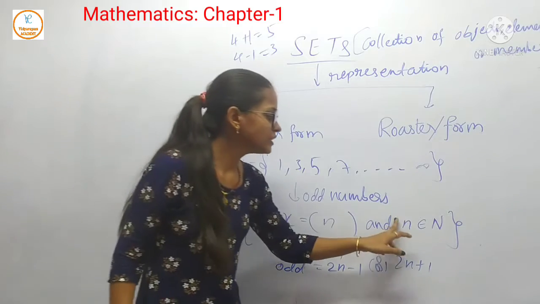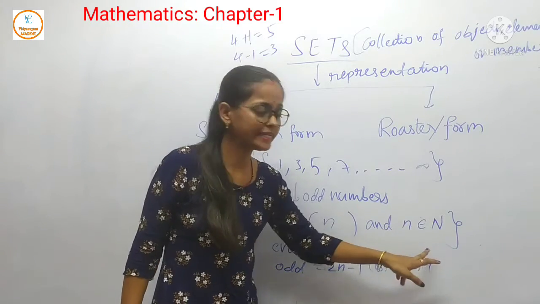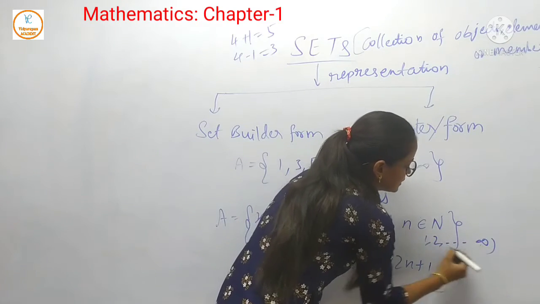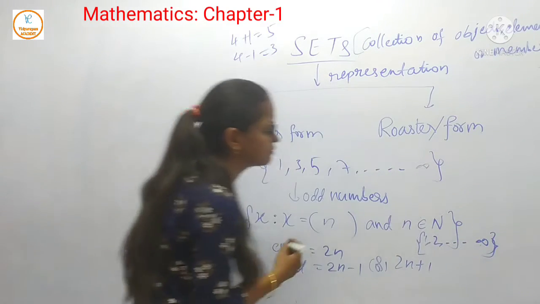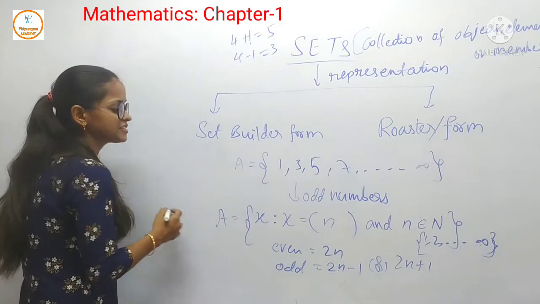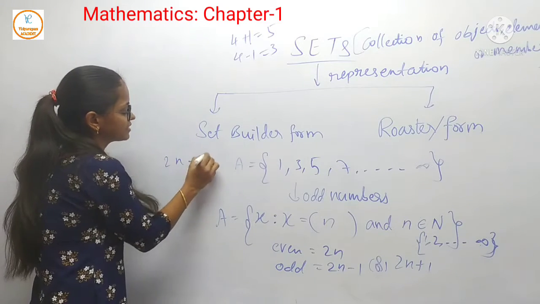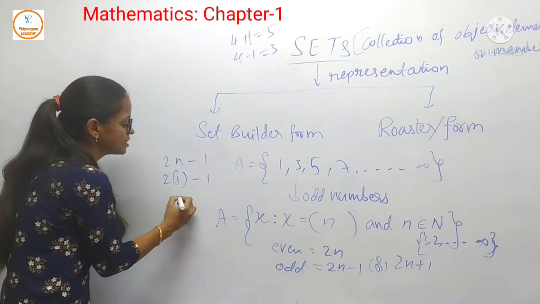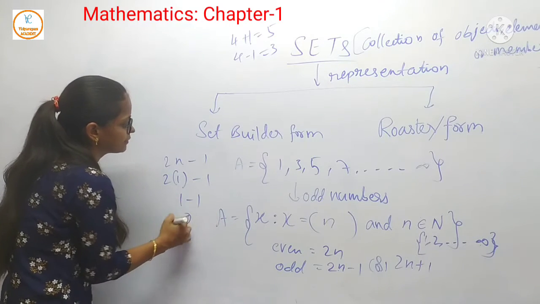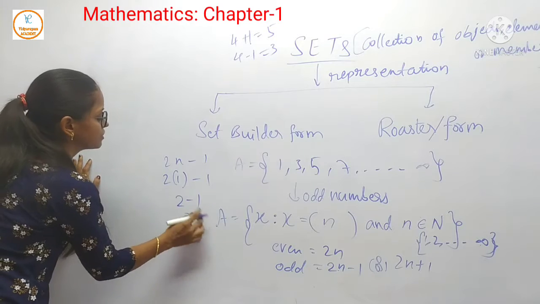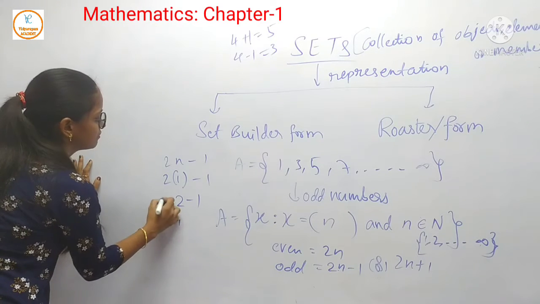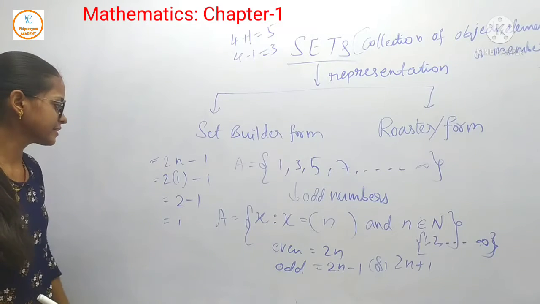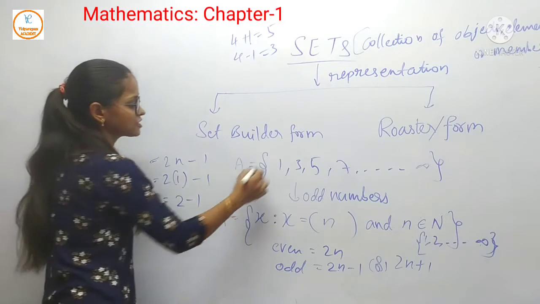See here, n is nothing but the natural numbers, right? Natural numbers start from 1, 2, 3 and so on, infinite. So what do we have to place in the place of n? Take 2n minus 1. The n value starts from 1, so 2 times 1 minus 1 will be 1. So it is getting verified, isn't it? We are getting the first value 1.